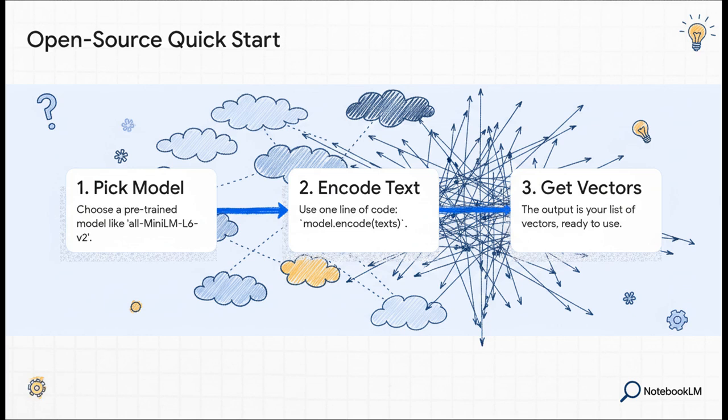If you're using an open source library, you just pick a model that's already been trained, you call a single function. In this case, it's model.encode, and you just pass it your text. That's it. The output is your list of vectors, totally ready to go. All that heavy lifting was already done for you.